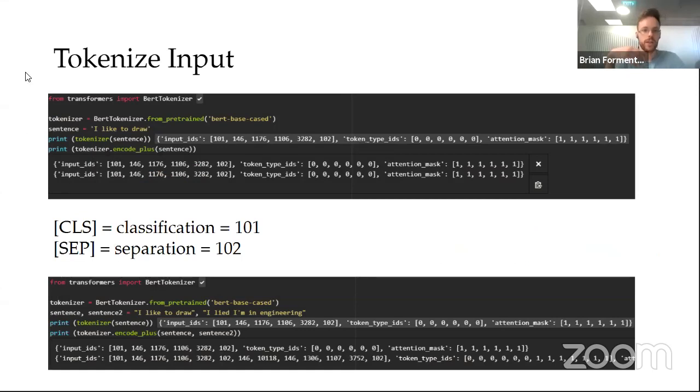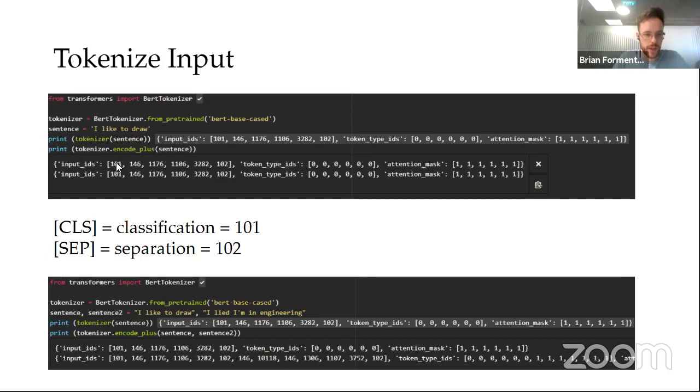Now, I mentioned that tokenization is quite important. So let me go through a specific case. For example, you have a sentence, which is, I like to draw. In PyTorch, you would pass this through something called a tokenizer using encoder plus, and this turns it into the kind of input that BERT needs to do the processing.